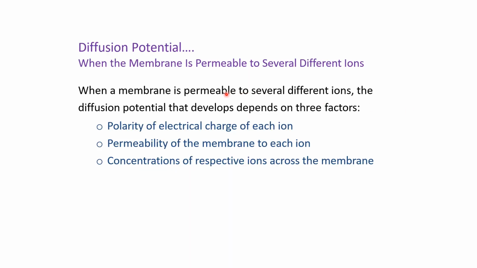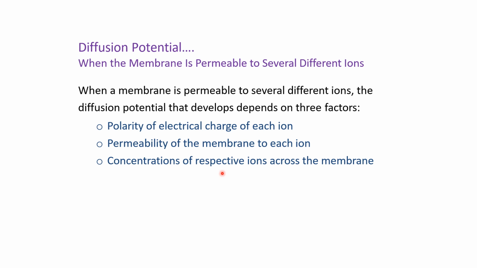The diffusion potential when the membrane is permeable to several different ions. When the membrane is permeable to different ions, the diffusion potential that develops depends on three factors. Till now we have seen the diffusion potential or Nernst potential of a single ion. But take a condition where the membrane is permeable to several different ions. So how do you calculate the potential? The potential developed depends on three factors: the polarity of electrical charge of each ion, the permeability of the membrane to each ion, and the concentration of the respective ions across the membrane.